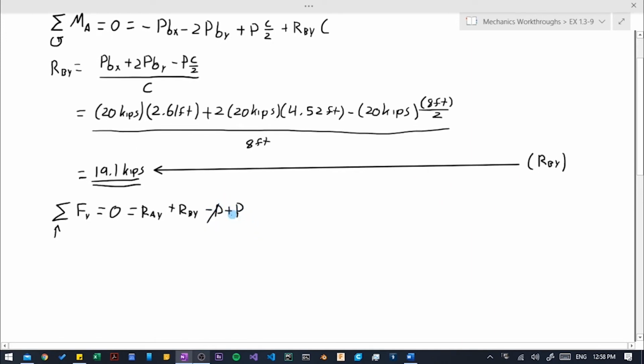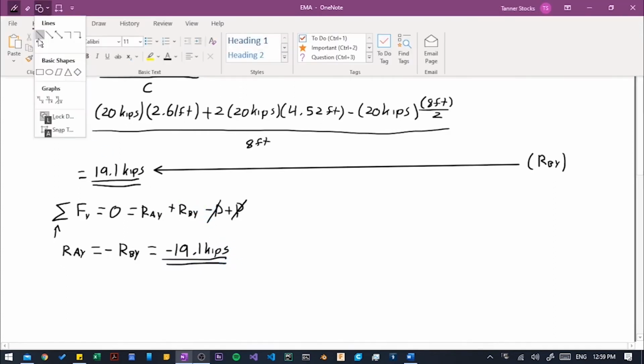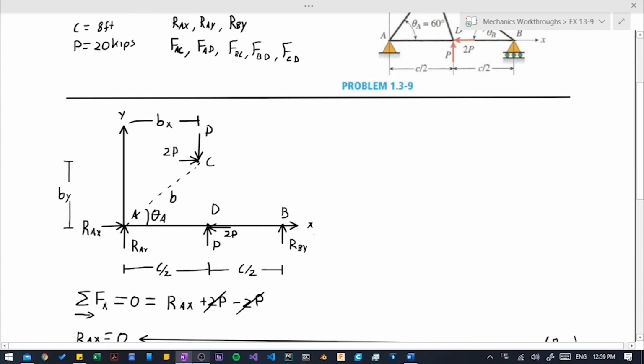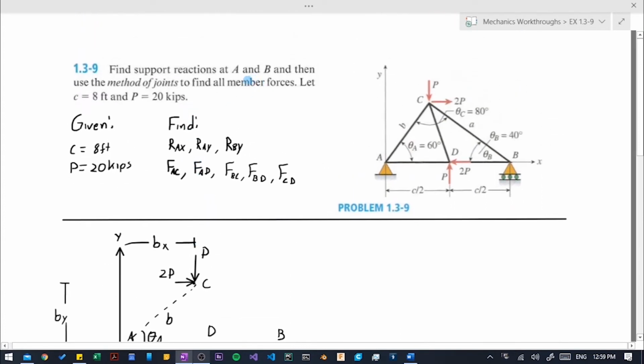And then we see that these two cancel out, and we are left with RAY is equal to negative RBY, which is negative 19.1 kips. And that is our last support reaction. And now we need to find our member forces. So our problem statement says to use the method of joints.